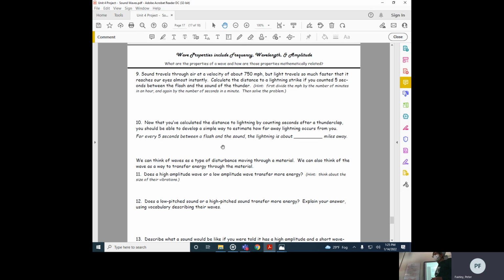So how far would the lightning be if it took 10 seconds for the thunder to get to you? It'd be 2 miles away. What if it took 15 seconds? 3 miles away. What if it took 2 seconds? Less than half a mile. What if it only took half a second? You better take cover, huh?